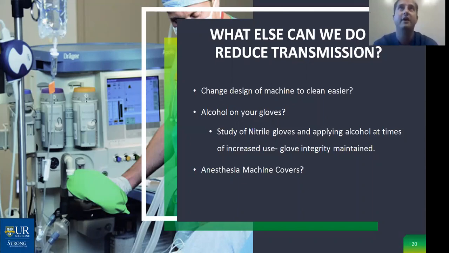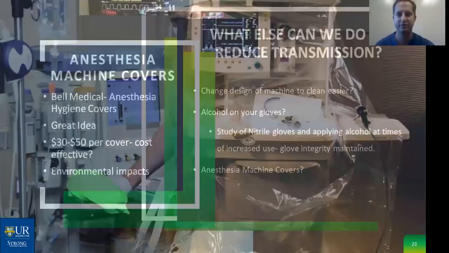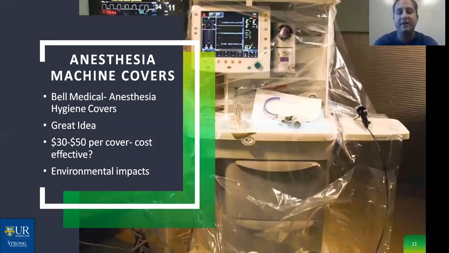Another thing that we can do to reduce transmission is an anesthesia machine cover. This is interesting. I kind of dove into it, and this is a picture of it here. As you can see, it's from Bell Medical. It is called the anesthesia hygiene cover, and it's just a big piece of plastic that goes over the anesthesia machine and over the anesthesia workspace. The idea is that you can take this away at the end of the case and reduce all the contaminants.